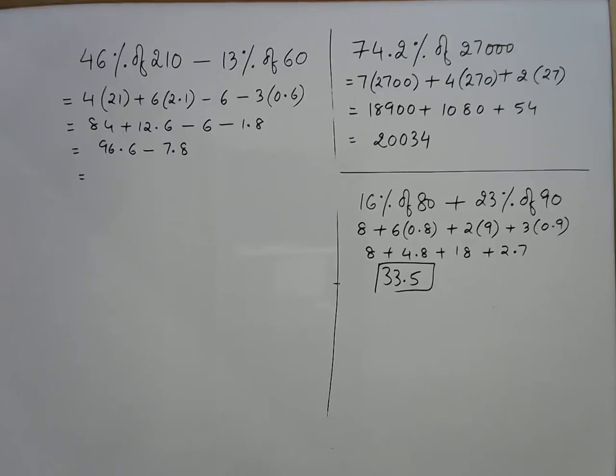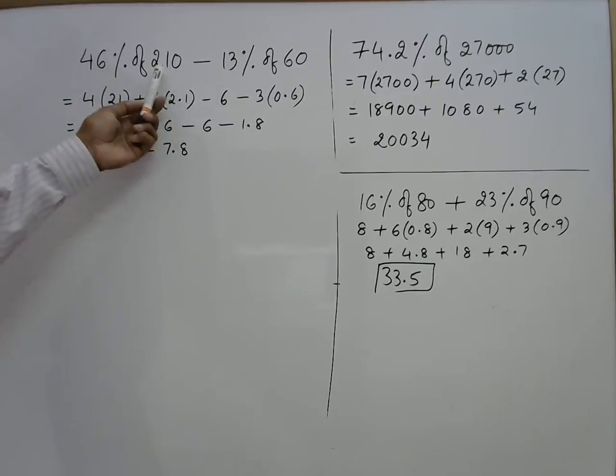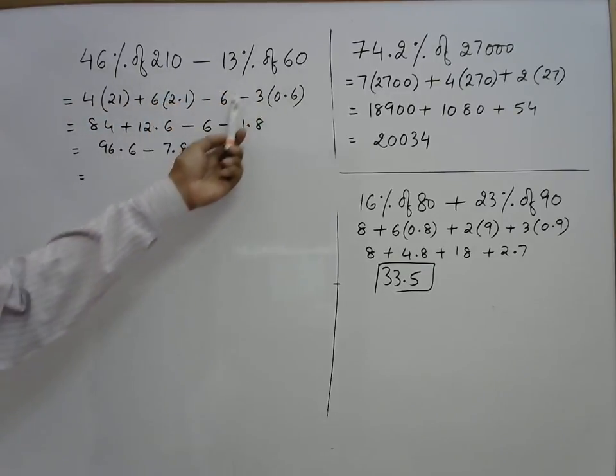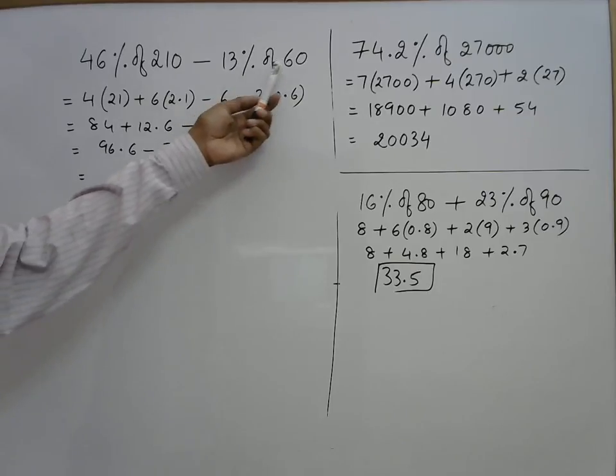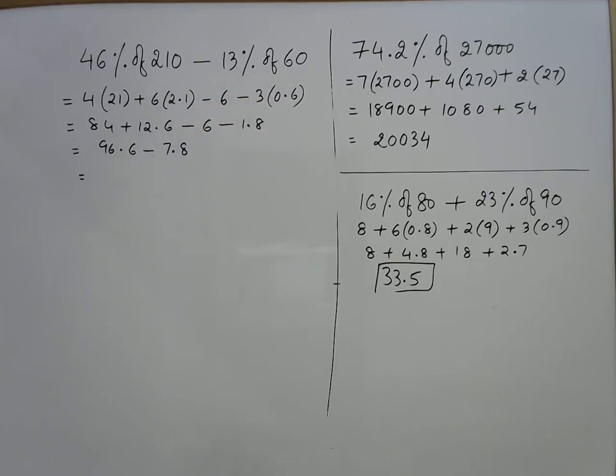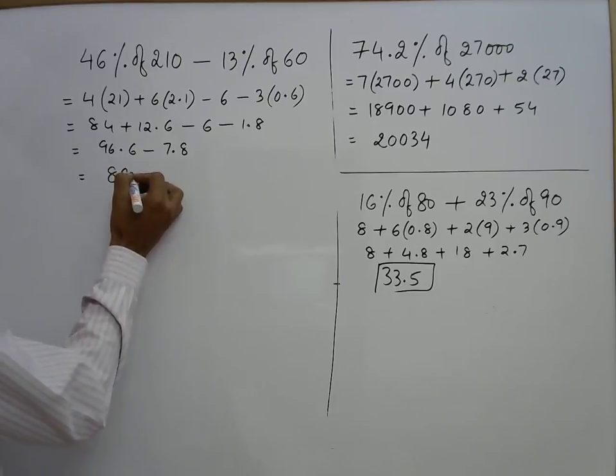I think the answer should be 88.8. So different answers are coming in there. Is there an error? Let's check. 4 into 10% plus 6 into 1% minus 10% of this is 6 and again minus 3 into 1%. 1% is 0.6. So I think whatever is done on the board is correct. And now you can subtract. So 88.8, I think that is the correct answer.